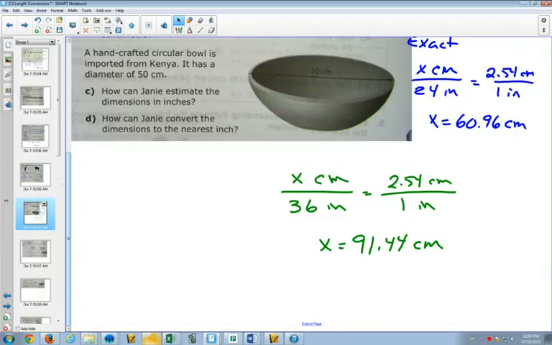Will we be finding radius and diameter ever? Yes.